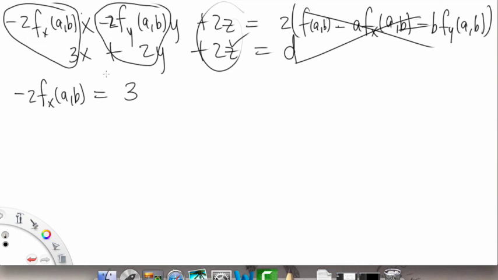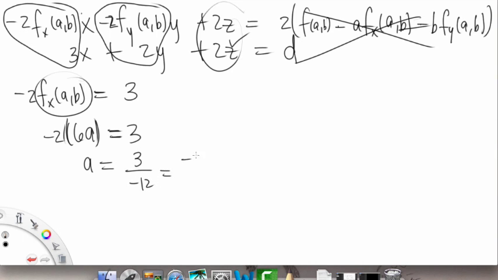Okay? And now something important to note is that, remember those f sub x at (a, b)? We figured that out to be 6a. Remember that from a little while ago when we differentiated with respect to x and then differentiated with respect to y. We took the partial derivatives, and then we plugged in that a and b. So we got negative 12a equals 3. Now what we can do is basically just solve for a. So a is going to be equal to 3 over negative 12, which would be negative 1 over 4. Okay, so we found our a. That's good. One part down.